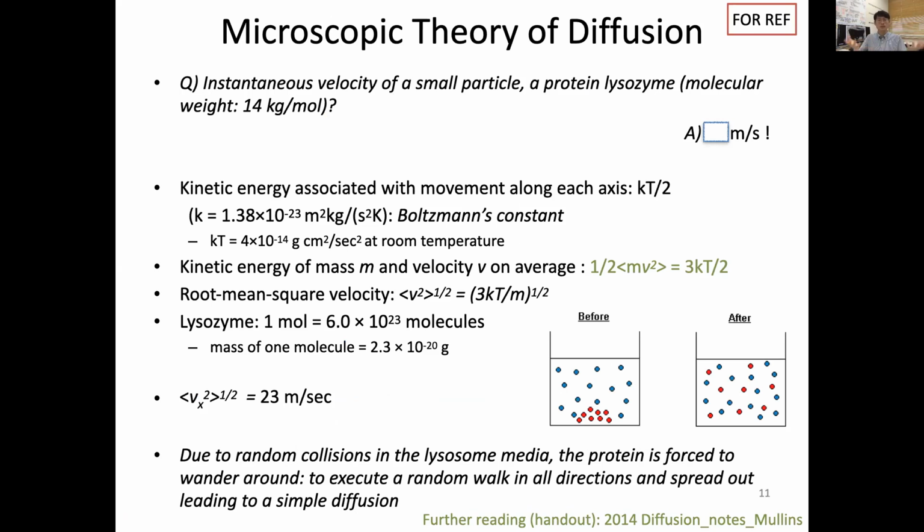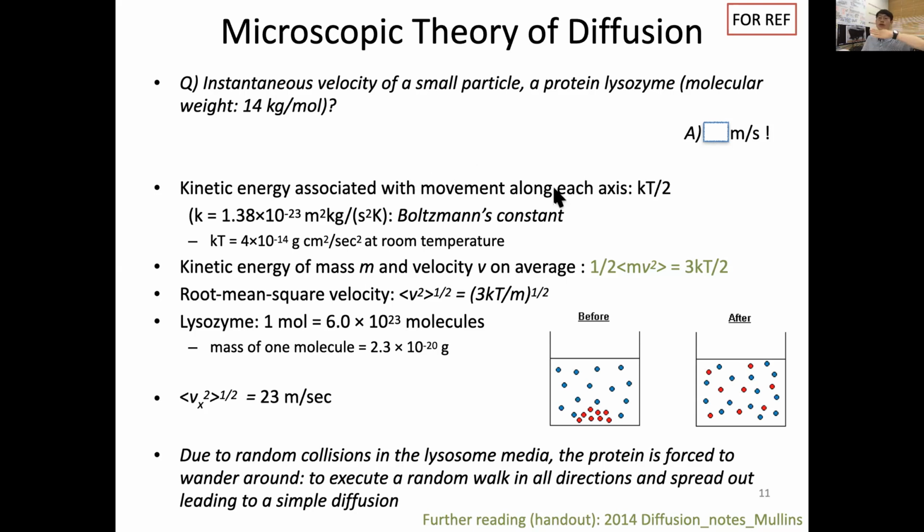This is just reference material, so you don't have to memorize it, but I just want to cover it to give you some sense of this. The question was the instantaneous velocity of a small particle, such as the protein lysozyme, which has a molecular weight of 14 kilograms per mole, or 14 kilodalton. To consider this at the microscopic scale, we need to understand a little bit of the kinetic energy associated with this movement, which is related to thermal energy represented by the Boltzmann constant.